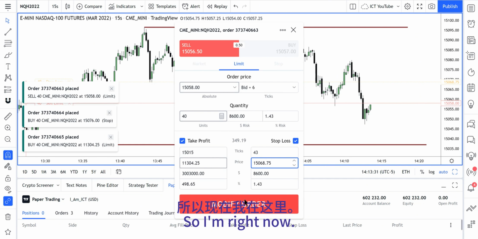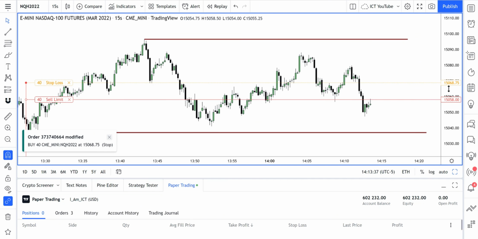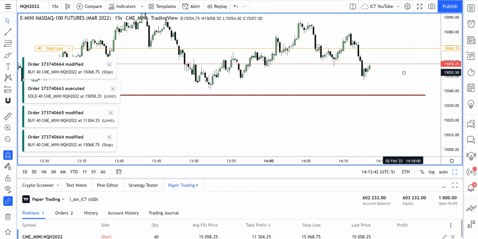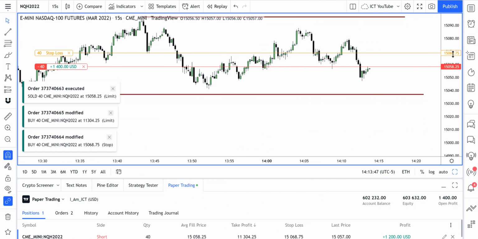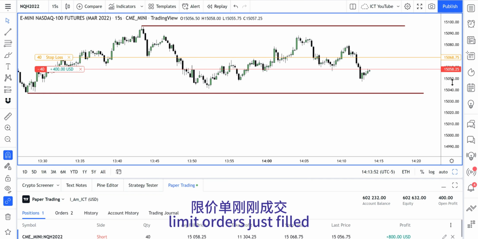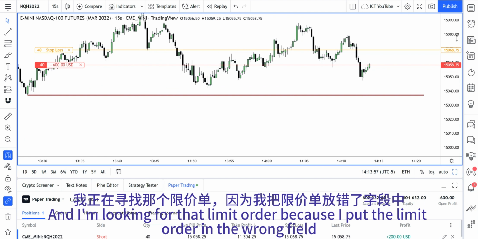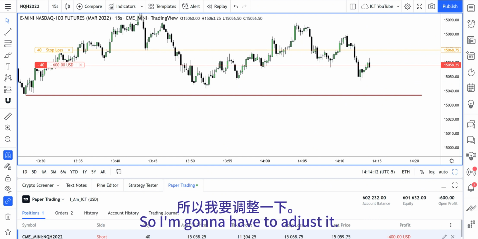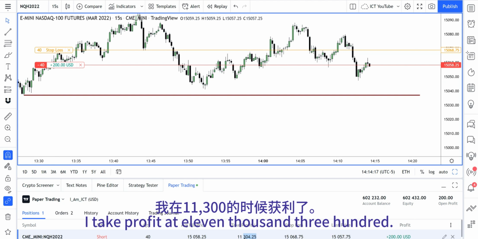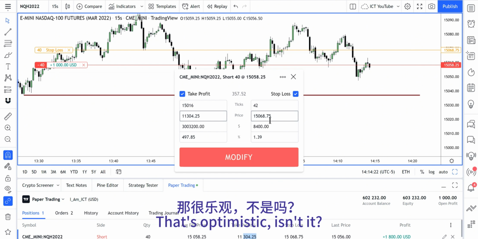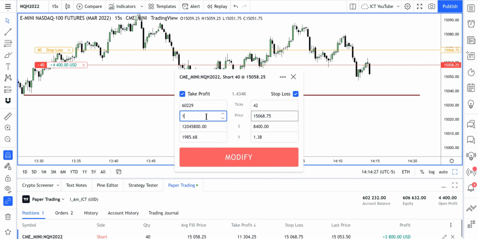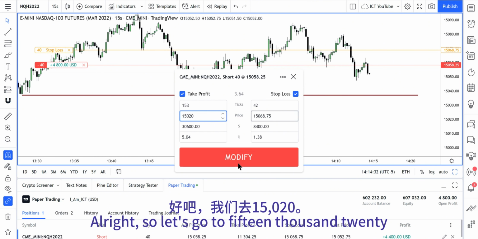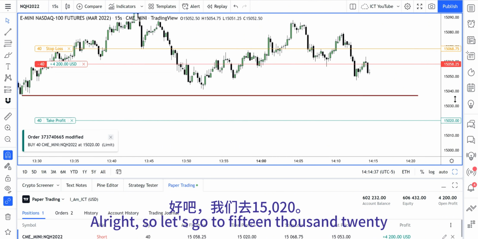So right now I'm looking for that limit order. It just filled, and I put the limit order in the wrong field, so I'm going to have to adjust it. You can see it down here. I take profit at 11,300. That's optimistic, isn't it? Optimistic ICT. All right, so let's go to 15,020.